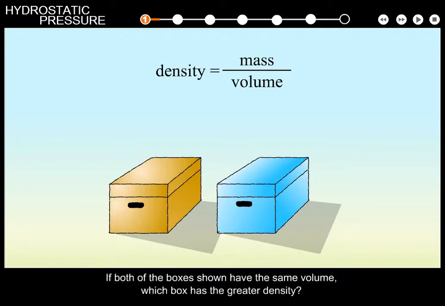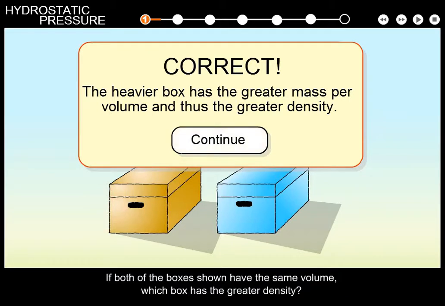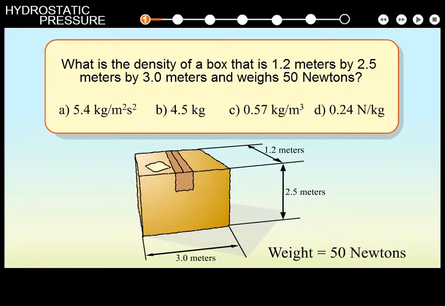If both of the boxes shown have the same volume, which box has the greater density? Correct. What is the density of a box that is 1.2 meters by 2.5 meters by 3.0 meters and weighs 50 newtons? Correct.